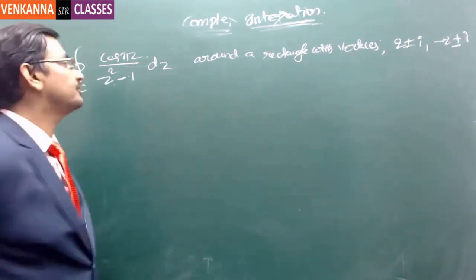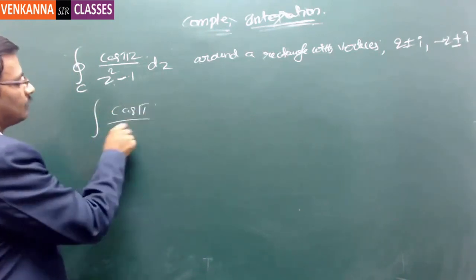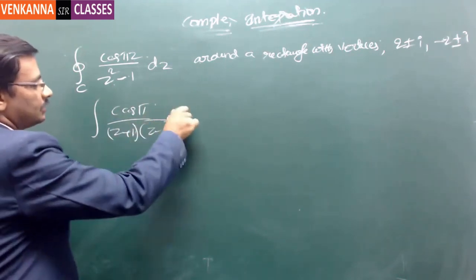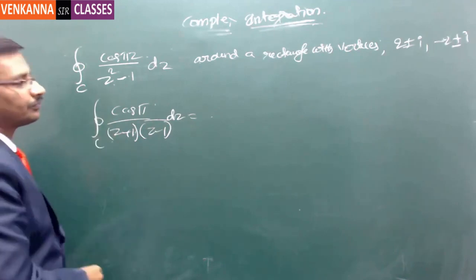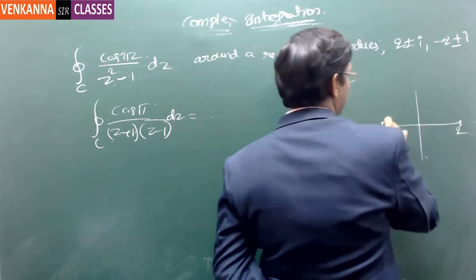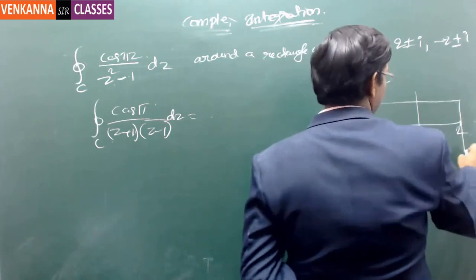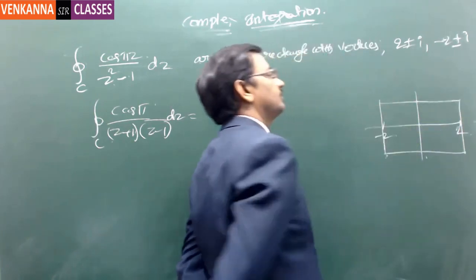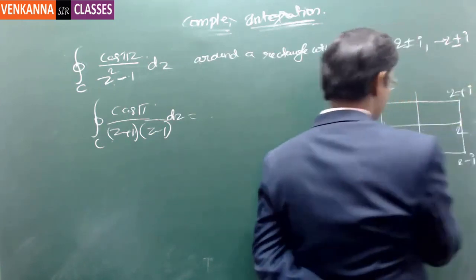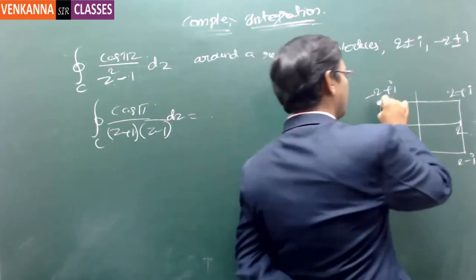This is straightforward. This z squared minus 1 you can write as cos pi z divided by (z plus 1) into (z minus 1) dz. This rectangle what he mentioned, this is plus 2 and this is minus 2 and this is plus i and this is minus i. This is the rectangle he is talking about, right? So this is 2 plus i, this is 2 minus i, this is minus 2 minus i, this is minus 2 plus i. So these are the 4 corners of the rectangle.